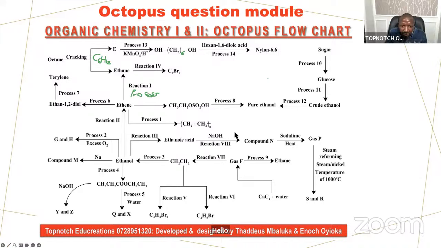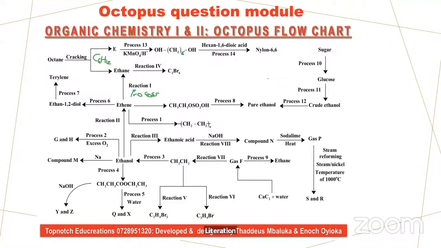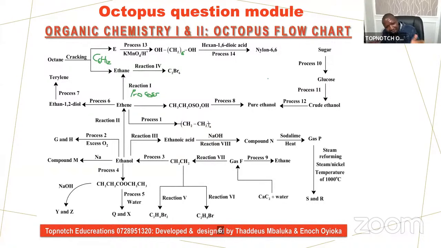Dehydration. It is dehydration. What are the conditions for dehydration? What are the reagents? Concentrated sulfuric acid. The condition is what? 170 degrees, 160 degrees Celsius. Just listen, a temperature of 160 to 180, but mention a specific temperature: 160, 170 or 180.